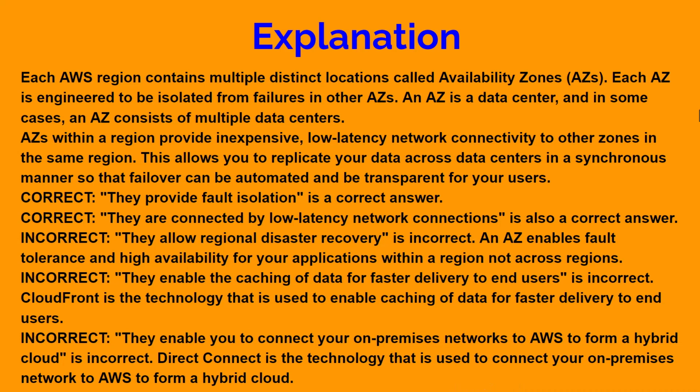Explanation. Each AWS region contains multiple distinct locations called availability zones, AZs. Each AZ is engineered to be isolated from failures in other AZs. An AZ is a data center, and in some cases, an AZ consists of multiple data centers. AZs within a region provide inexpensive, low-latency network connectivity to other zones in the same region. This allows you to replicate your data across data centers in a synchronous manner so that failover can be automated and be transparent for your users.